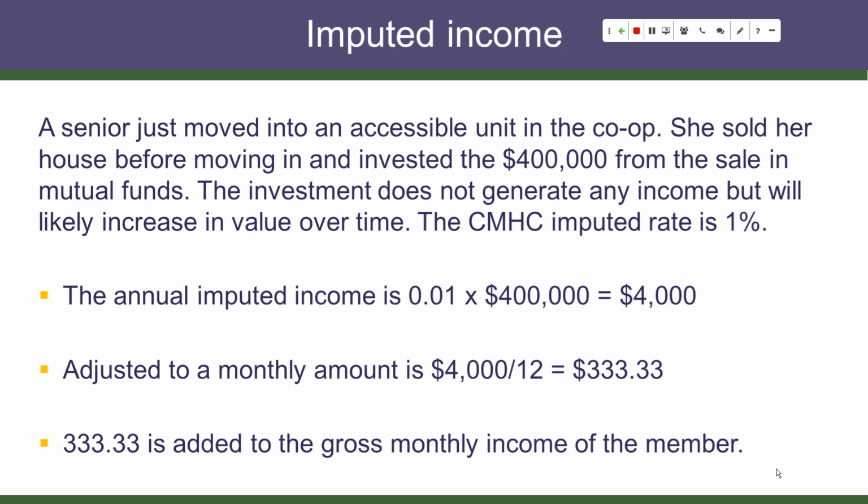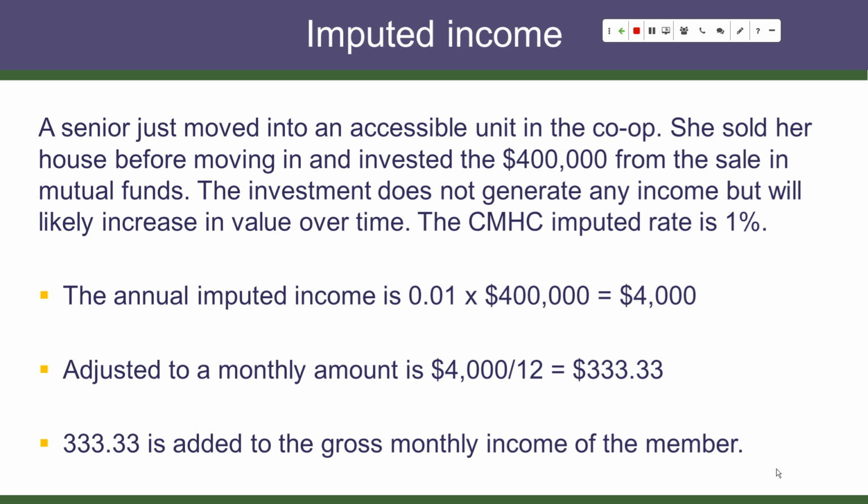As another example, we have a senior who moved into an accessible unit in the co-op. She sold her house just before moving in and took the proceeds of the sale and invested it into mutual funds. So the investment does not generate any income, but it will likely have a value increase over time. Currently, the CMHC imputed rate of return is at 1%. So to do that calculation, you would take the amount she invested, sorry, of $400,000, times 1% or 0.01, and you would get $4,000.